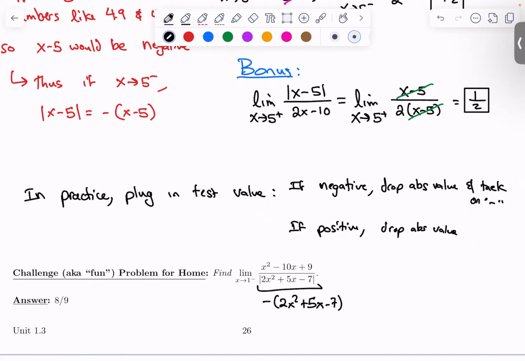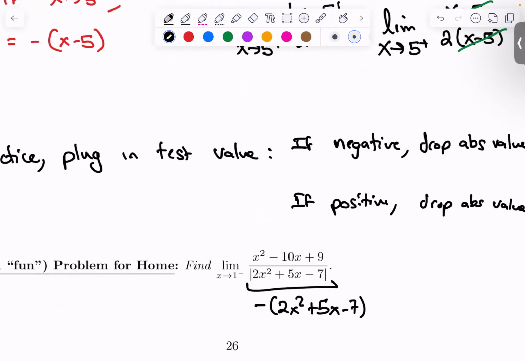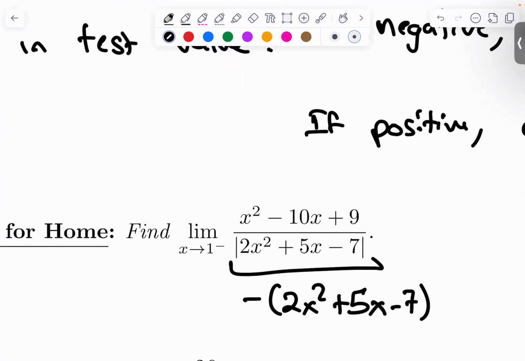So if you plug in something like 0.9, because you're approaching 1 from the left, I know it's hard to see. Let's zoom in. You're approaching 1 from the left. If you plug in 0.9 into the function on the inside of the absolute value, you'll get negative 0.88. So the inside is negative when you approach from the left. So we tack on an extra negative sign to counterbalance the absolute value. Yes. So approach from the right, then no negative symbol either. Yes. So let's try that.